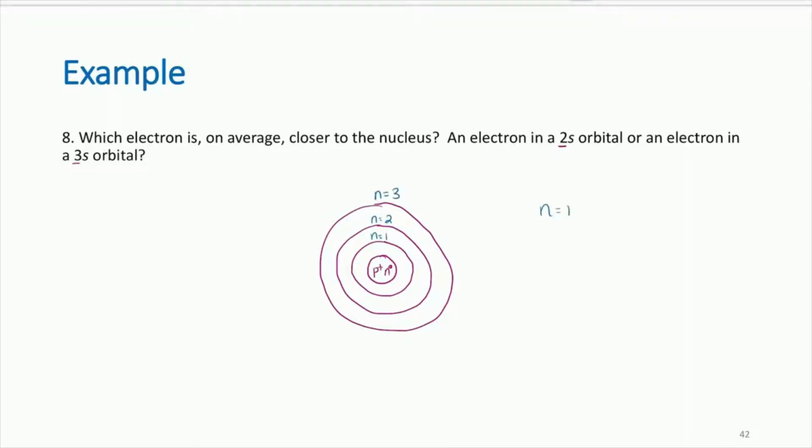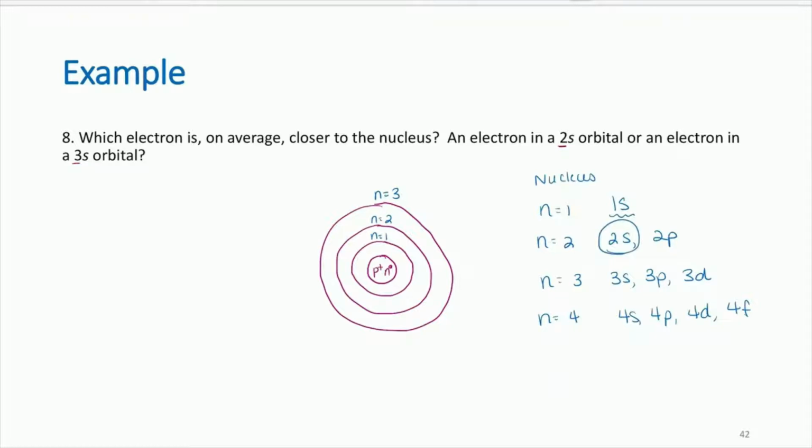In the n equals 1 level, we have 1s orbitals. In the n equals 2 level, we have 2s and 2p orbitals. In the n equals 3, we have 3s and 3p and 3d orbitals. n equals 4, 4s, 4p, 4d, and 4f. And then from then on, we've got 5s, 5p, 5d, 5f, etc. of each type of orbital. But that means that the nucleus is here. So closest to the nucleus is our 1s. But if I'm comparing 2s and 3s, I see 2s is in fact closer to our nucleus than a 3s orbital would be. So you need to think about what those orbitals mean in relation to the structure of the atom itself and where they reside.